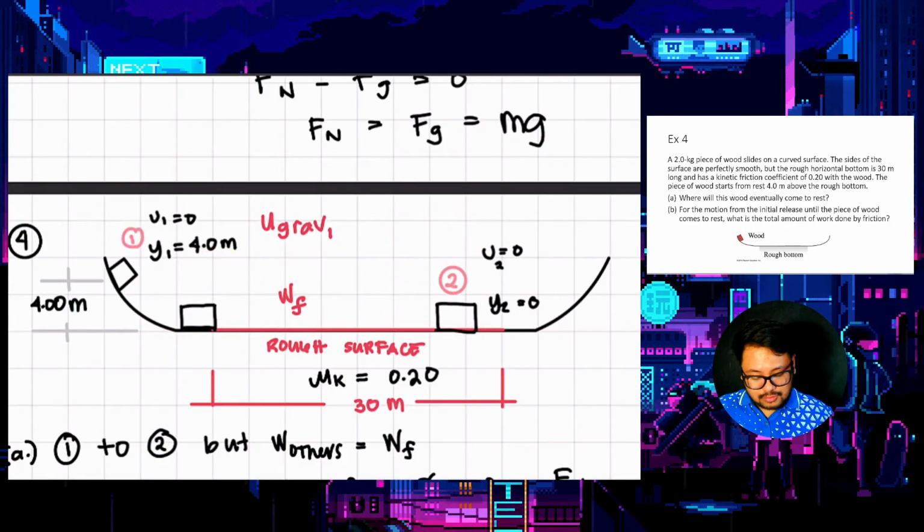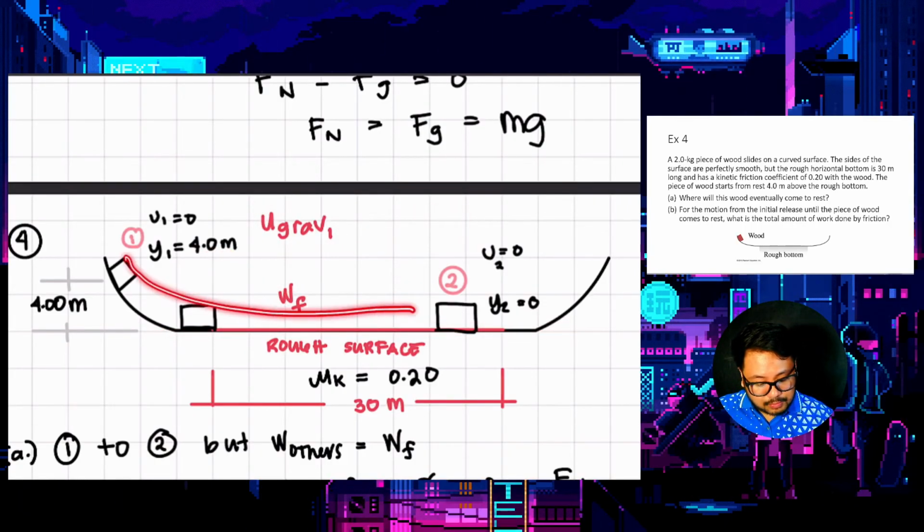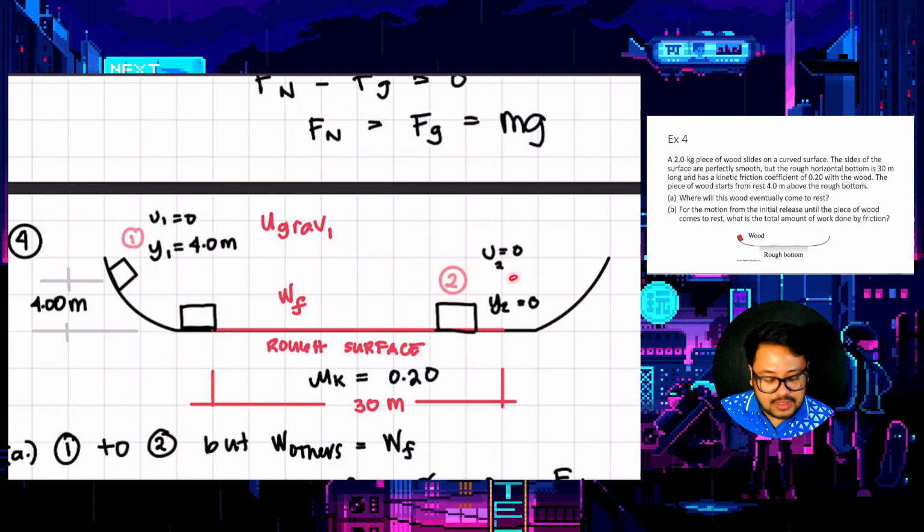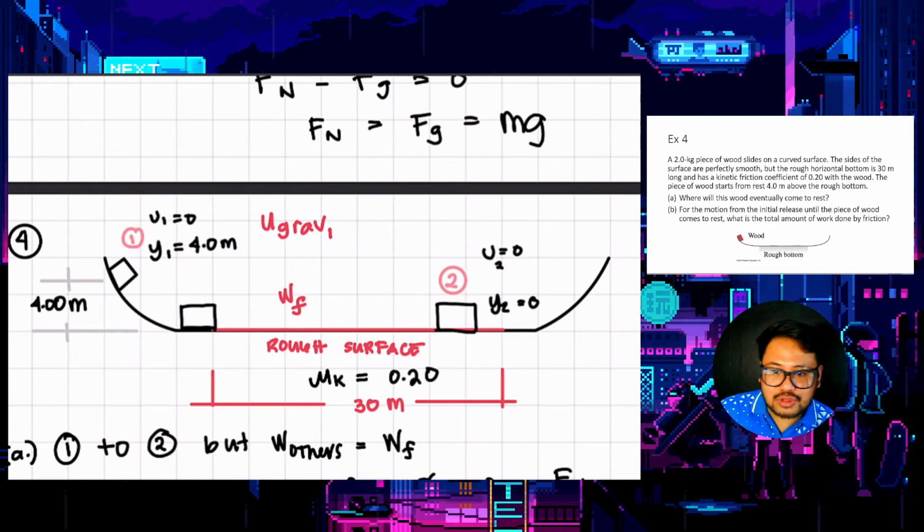Okay, so it will now slide down going to point 2, wherein it will eventually come to rest. V2 will just be equal to 0. And then there's no gravitational potential energy here because y2 is just equal to 0.